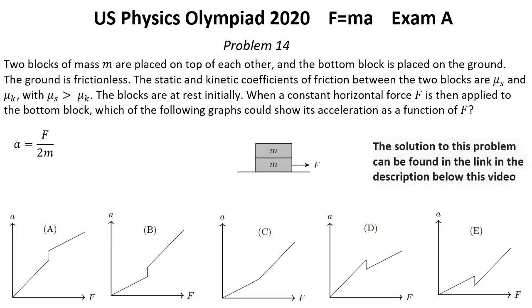The equation for this acceleration is this one, and we can see that the slope is twice as great as in the first case. If we check all 5 graphs, we can see that only graph B is a correct answer. That was the solution for problem number 14.